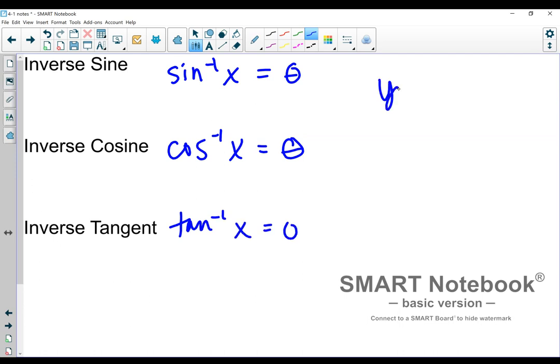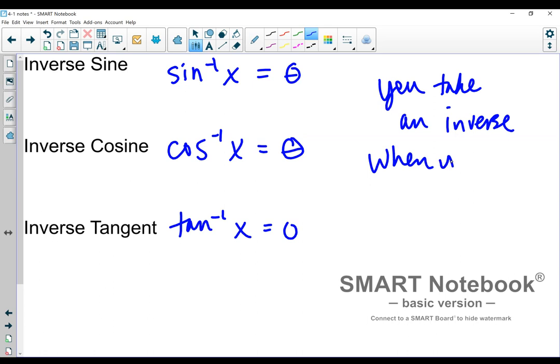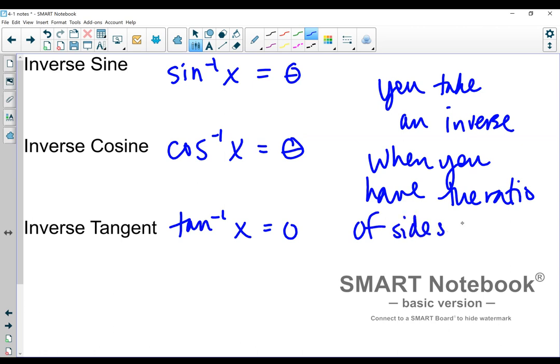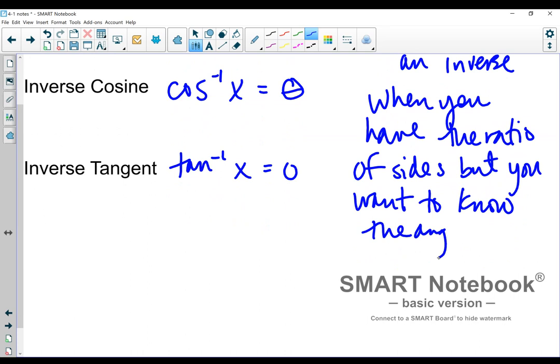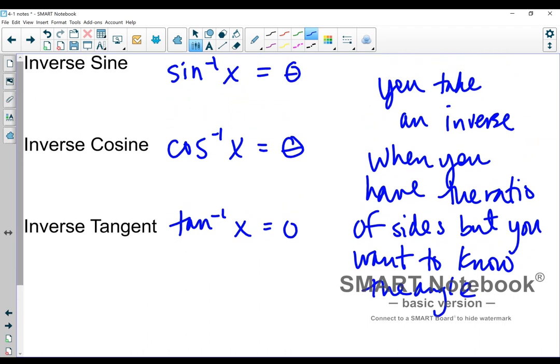So you take an inverse when you have the ratio of sides, but you want to know the angle. So that's what an inverse does. Normally when we do the cosine of an angle, I'm finding that trig ratio. Now we're saying sine inverse of that trig ratio is going to equal the angle. So it's kind of undoing it.